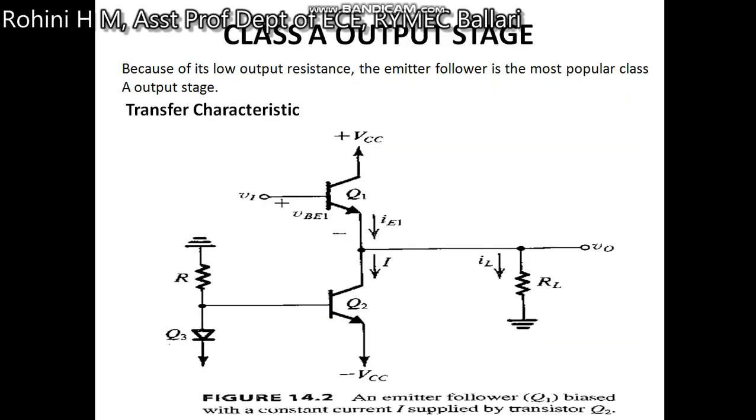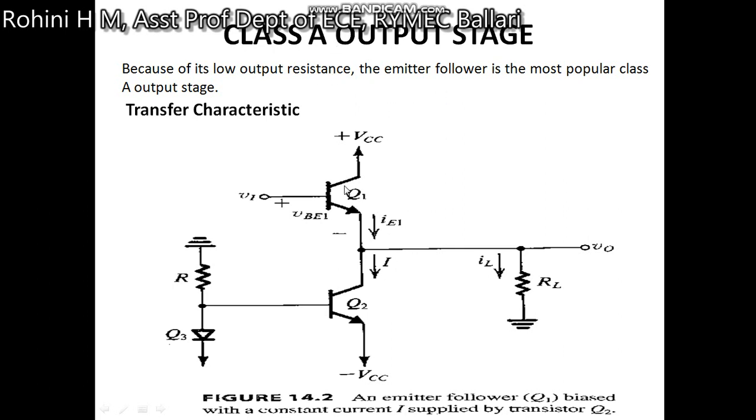So now we will discuss one by one. The first one is the class A output stage. Because of its low output resistance, the emitter follower is the most popular class A output stage of the amplifier.